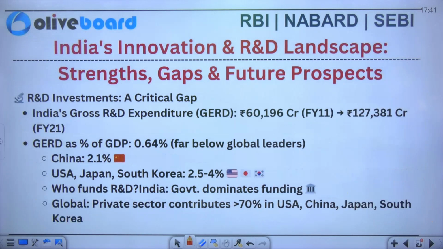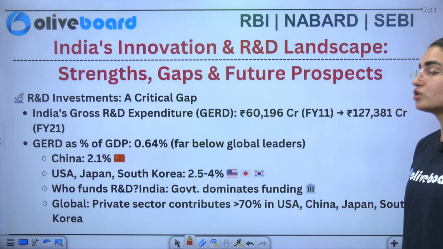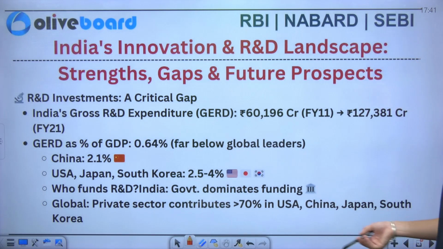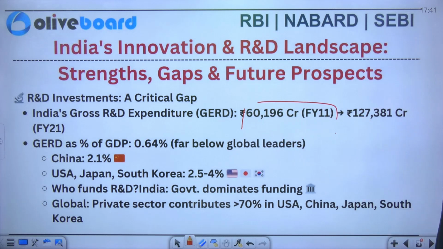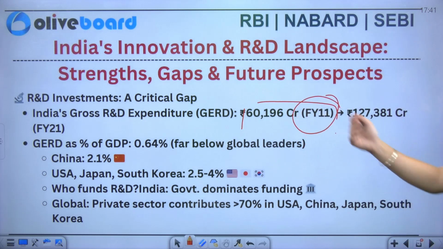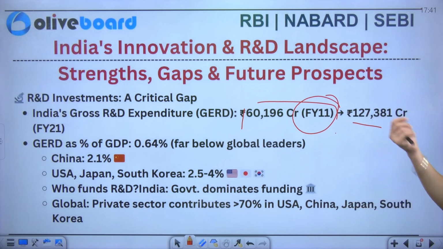Now we'll see that research and development shows a critical gap here. India's gross research and development expenditure was just 60,196 crore if I specifically talk about financial year 11. Now if you compare it with financial year 2021, you can see 1,27,381 crore, it has been a great surge here.